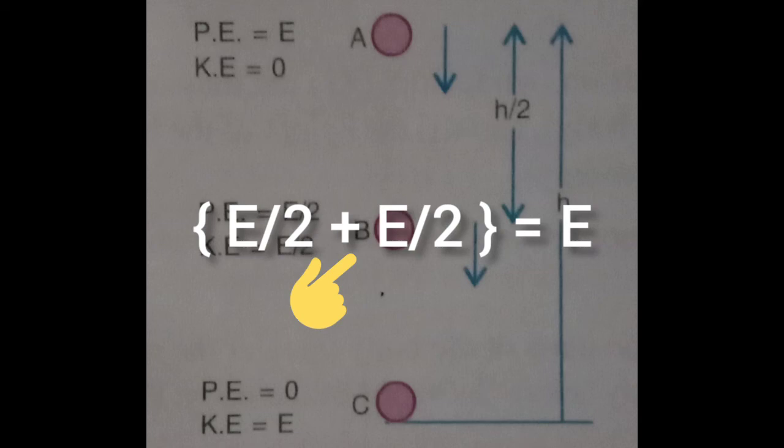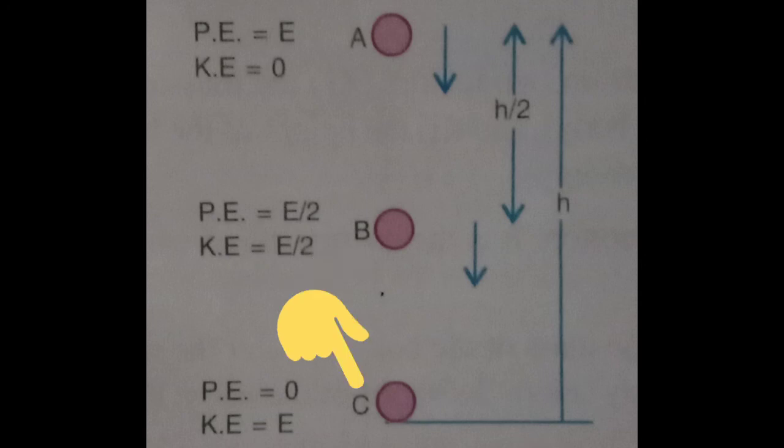And finally it reaches point C, where the height is 0, then potential energy also becomes 0, because if the height is 0, potential energy also becomes 0. But all the potential energy, or total energy, is converted into kinetic energy, KE equal to E.